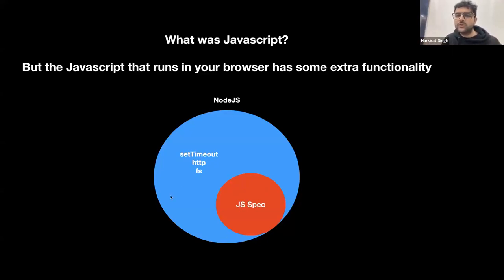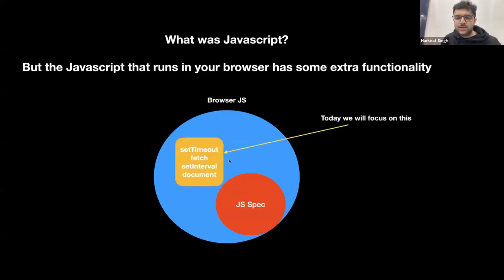Okay? But we are not worried about Node.js at all for this class. This class is focused on the browser, and in the browser there is set timeout, there is fetch, there is set interval. The thing that we are focused on is document. These we have already covered a little bit. Fetch we will see a little bit more today, but set timeout and set interval are not the focus today. We will focus on this document object, some extra thing that browsers give you. Node.js does not.